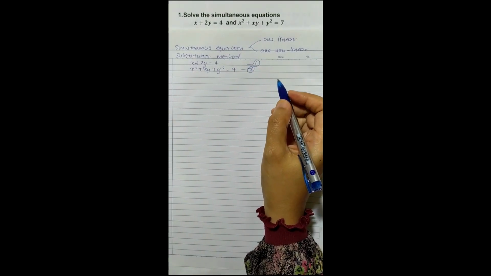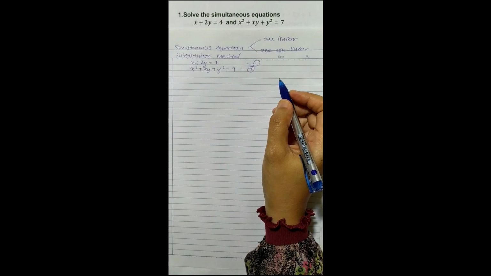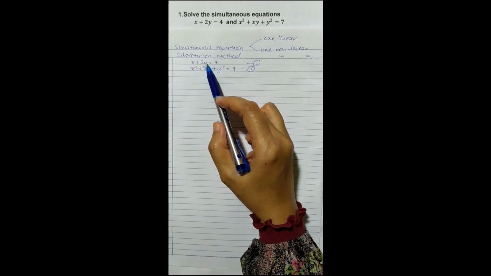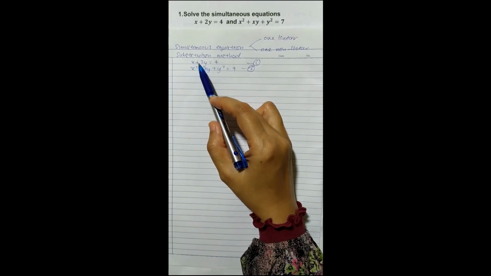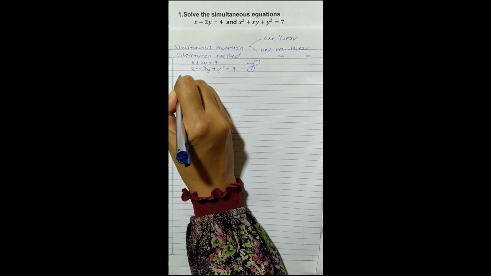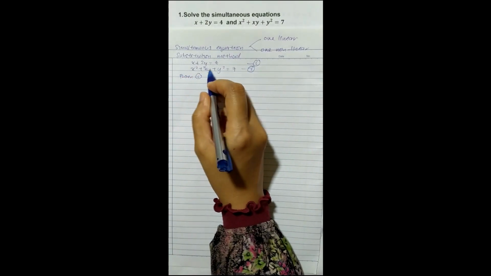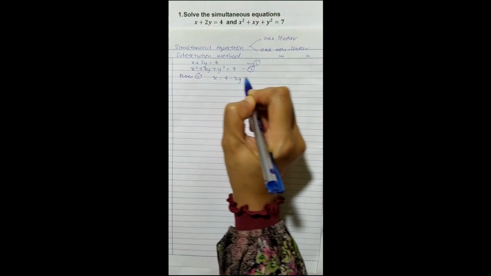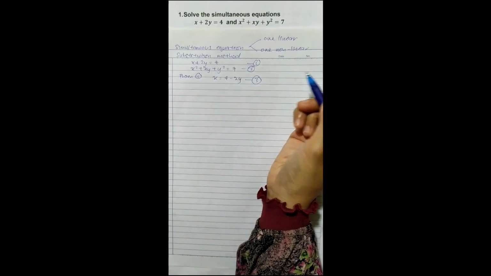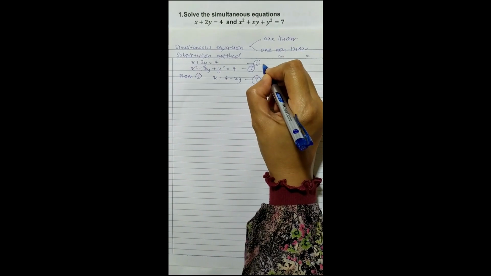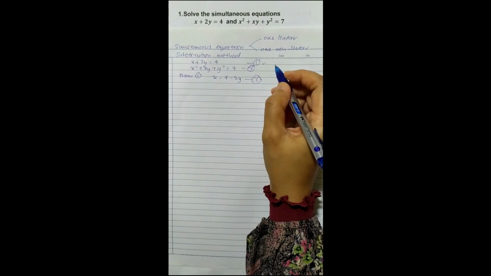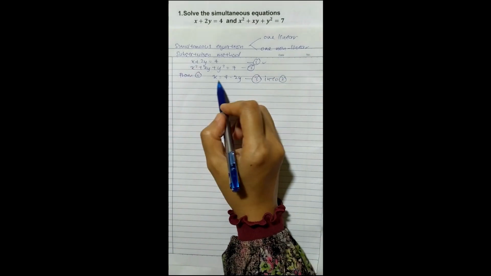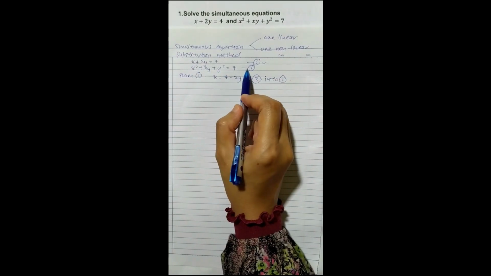So we have to start from the linear equation. If possible, we choose the variable with coefficient 1. So from equation 1, we make x the subject of the formula. x equals 4 minus 2y. This is equation number 3. We have used equation number 1, then equation 3, we substitute into 2. Whatever x you have, substitute into equation number 2.